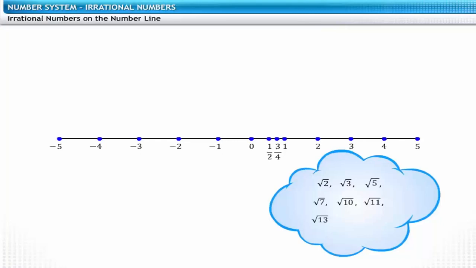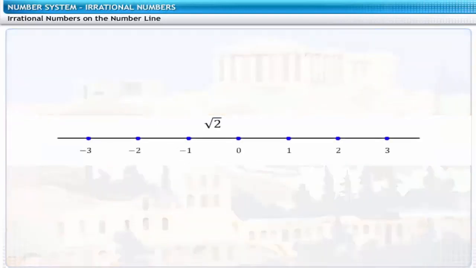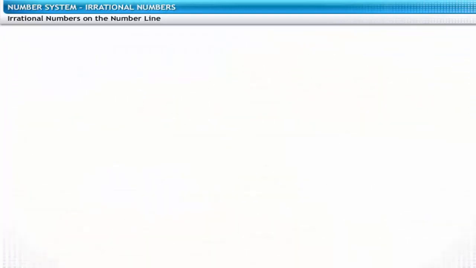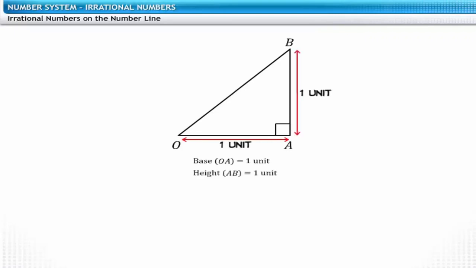We'll begin with the representation of square root 2 on the number line. The method that we are about to discuss was discovered by the Greeks. Let's see how they represented these numbers on the number line. Consider a right-angled triangle OAB. Its base OA and height AB is 1 unit each. Here we need to find the hypotenuse OB.